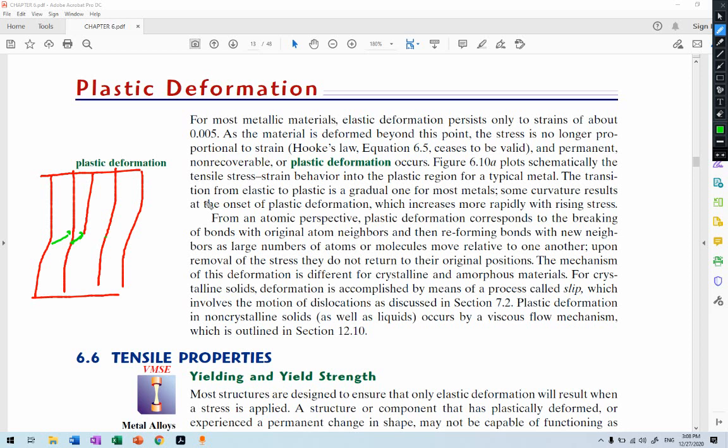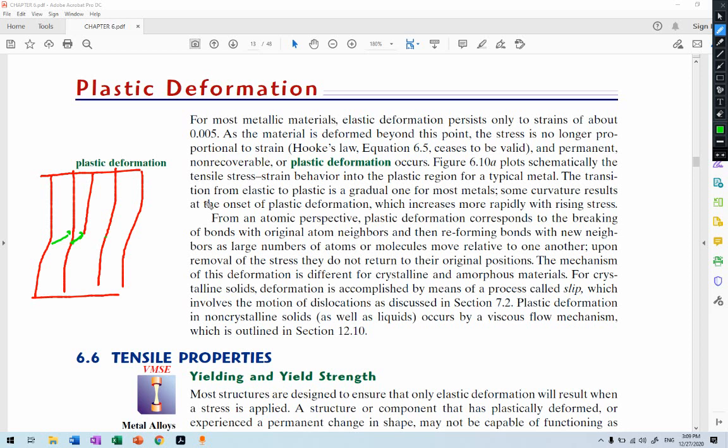Now I told you that in most cases, shape change is undesirable. We don't want the shape change. But why do we study plastic deformation in this case? In the elastic region, we design everything in the elastic region, but why do we have to study plastic deformation? Plastic deformation will give us indications that failure is close by. And we love those materials that give us indication before failure.